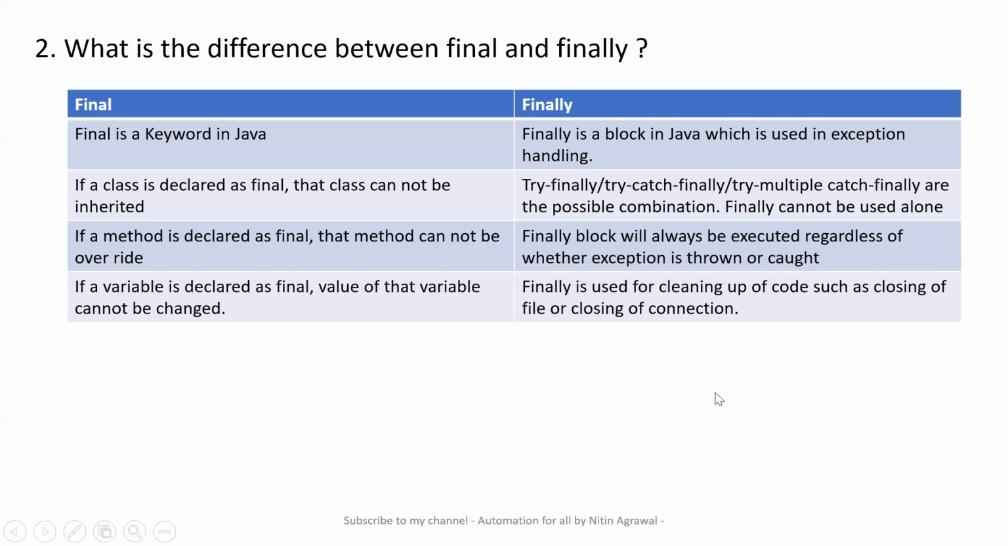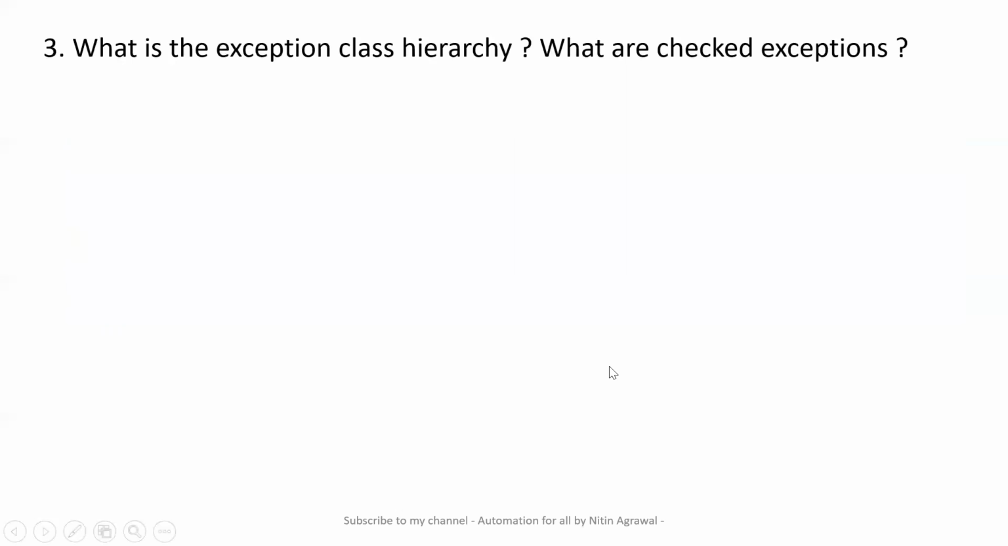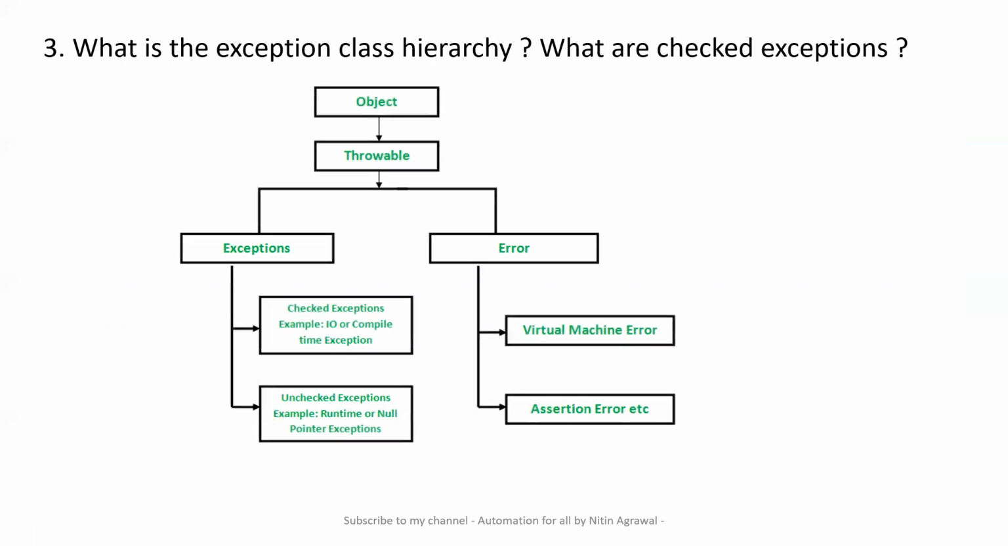All right, so the next question is, what is the exception class hierarchy and what are the checked exceptions? So basically we have object class as topmost class, then throwable is the subclass of object class, and then we have two classes, one is exception and another one is error, which are the subclasses of throwable class. And in exception class we are having checked exception and unchecked exception, right?